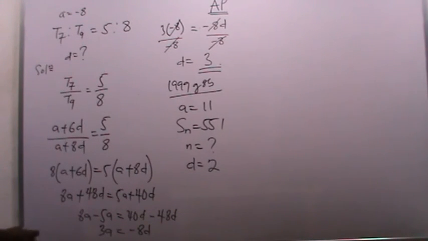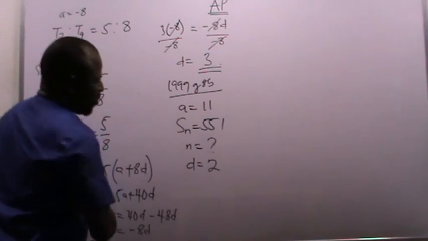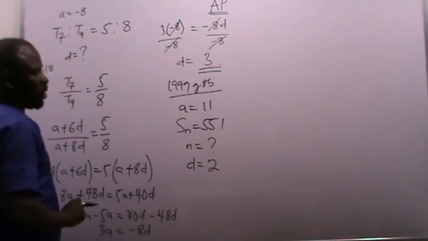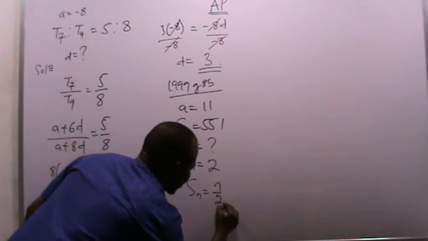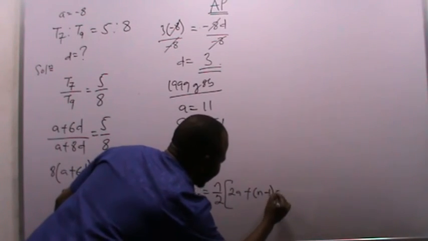Now, they told us to look for the number of houses, but the houses were assigned odd numbers. What do we have? Sum of AP equals n over 2 bracket 2a plus n minus 1 d.